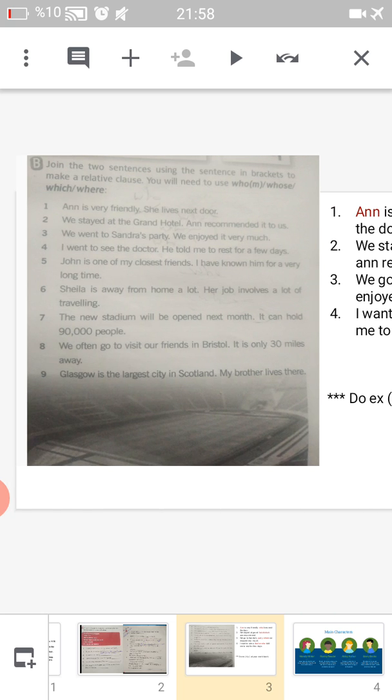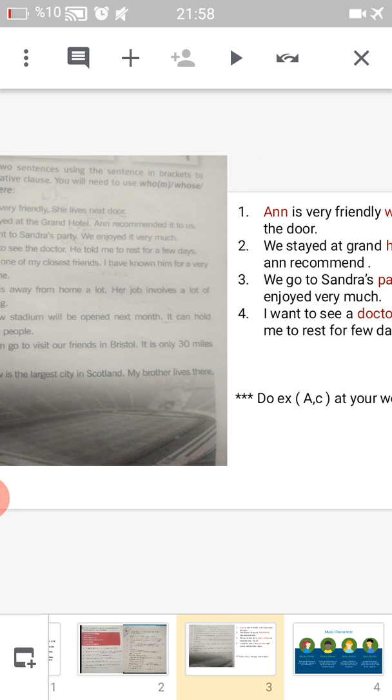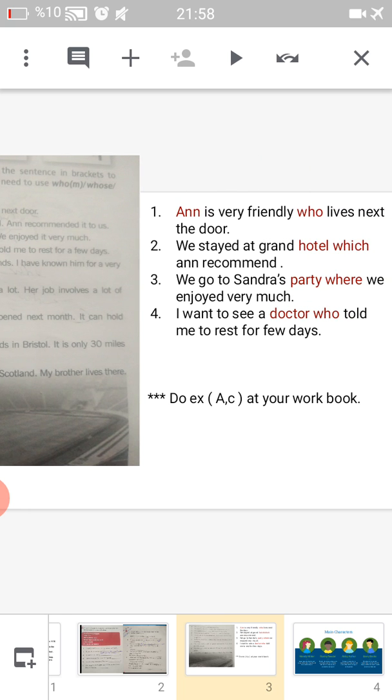Now, please do numbers five, six, seven, eight, nine in your notebook. Don't be late if you want to ask any question. Now, do exercise A and C in your workbook.